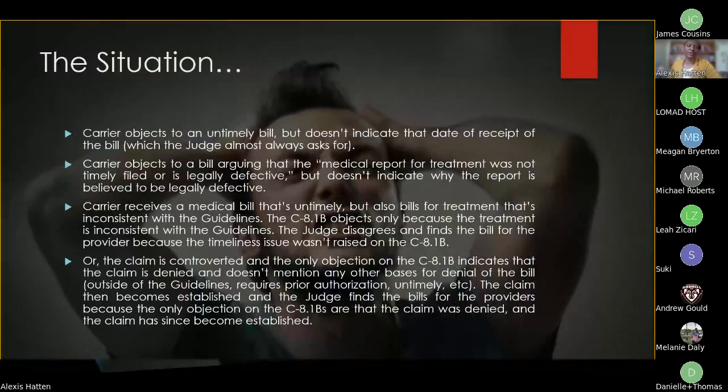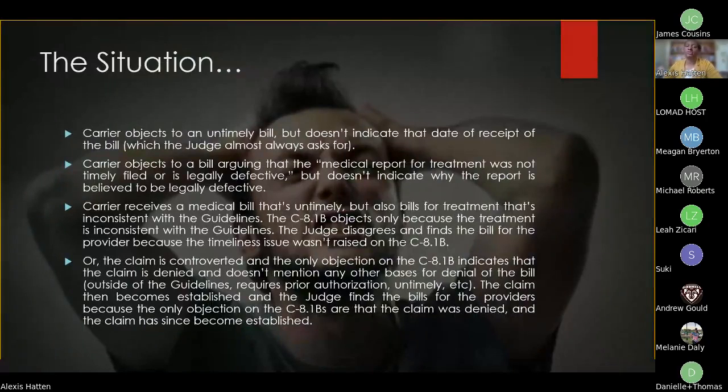We get to a hearing, and for example, if we object to an untimely bill, but it doesn't indicate the date of receipt of the bill, the judges typically ask us, when was it received? And if there's no information in the file or on the C8.1b, we can just say the only thing we have to go by is the date it was filed. And sometimes that's not enough. Or if the bill argues that the medical report for treatment wasn't timely filed or is legally defective, but it doesn't indicate why the report is legally defective, sometimes a little information there would be helpful for us and for the judge to determine whether the bill should be found in favor of the carrier or the provider.